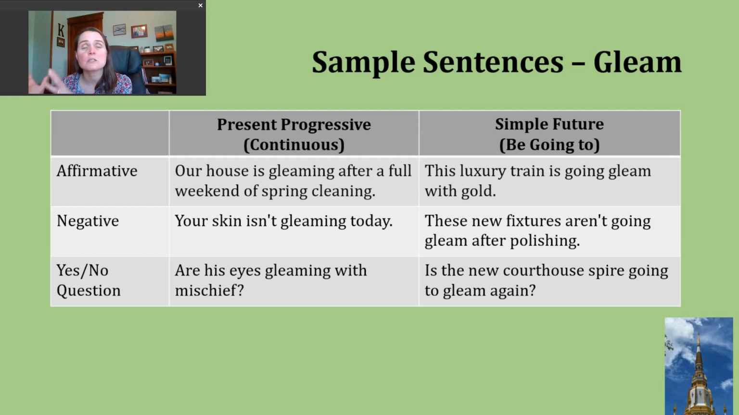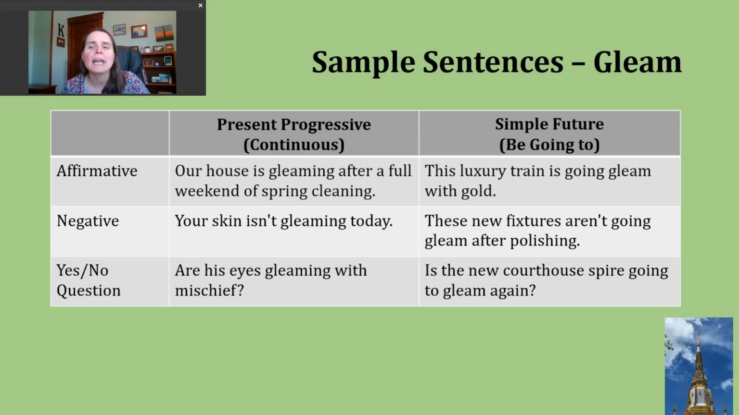For a positive sentence, we start with our subject, then we use either am, are, or is. Then we use going to, and then the base verb. Okay? So we're not adding any suffixes to the verb here. The simple future does not have that ing ending to the main verb. Okay? Let's take a look at an example sentence.